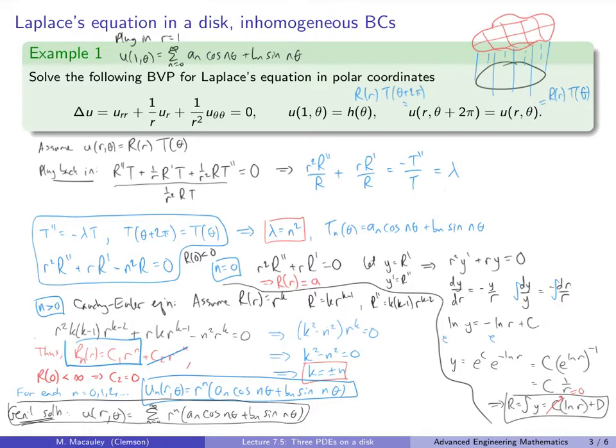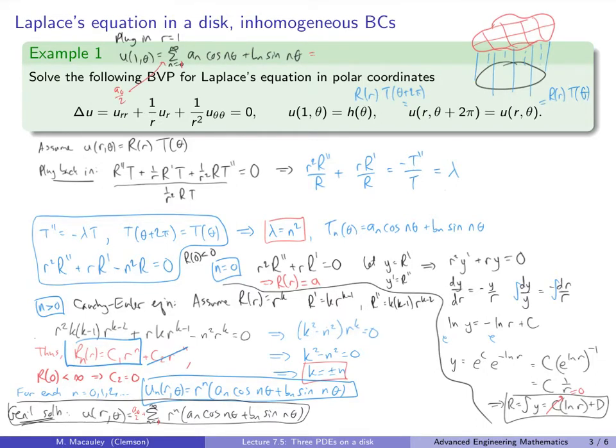I really should have pulled this out as, maybe I can still do it now. Let's call this a naught over 2 plus, and then start this from 1 to infinity. And I'll do the same thing here, although I've actually kind of run out of room. So I can do that. I can stick in an a naught over 2.